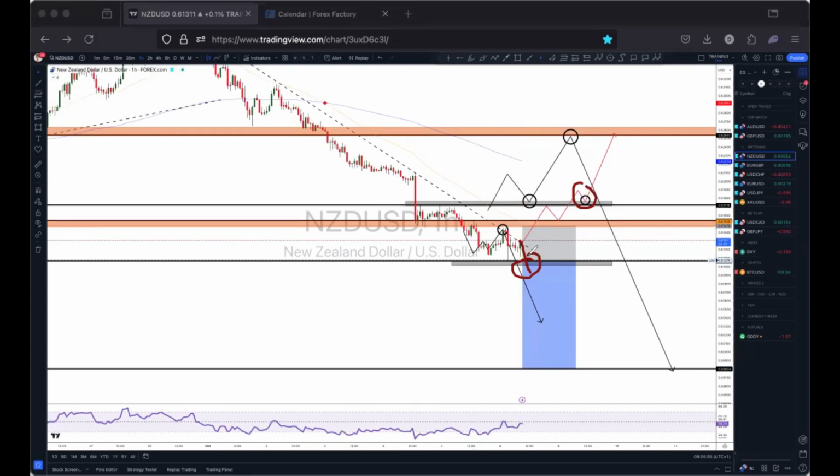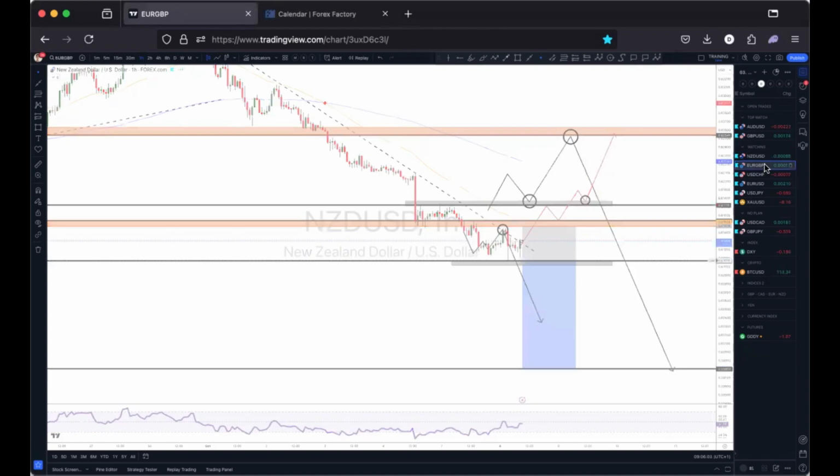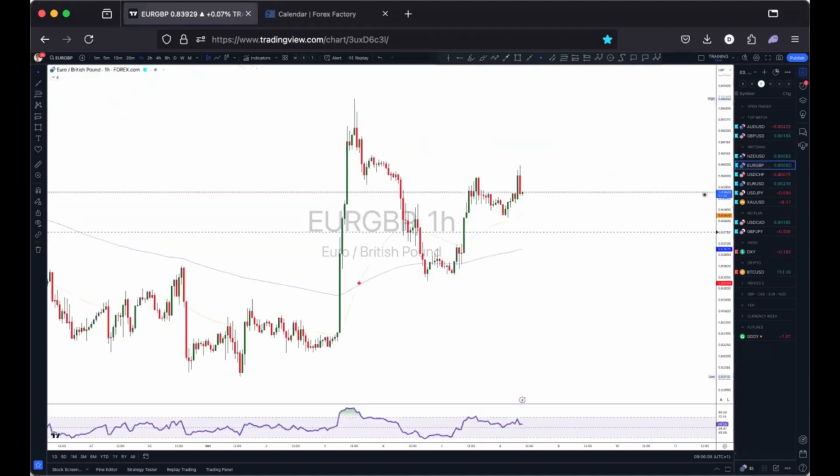XYZ. Yeah, I think I wanted to use that. I've been meaning to use that for a very long time. Simple as XYZ. All right, moving forward to Euro GBP. Euro GBP is another pair that actually went crazy this morning.